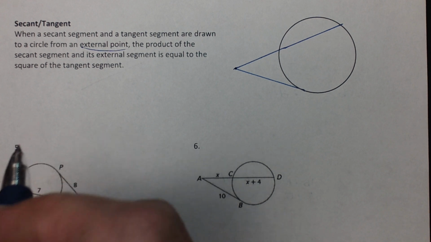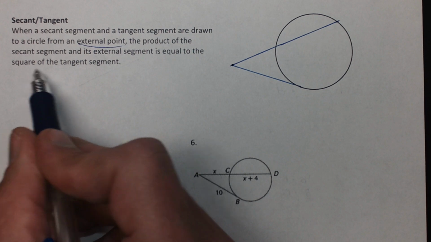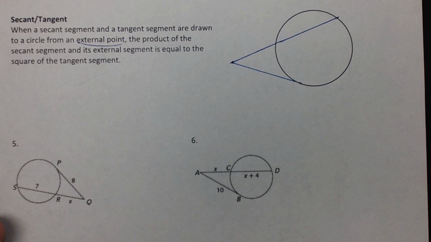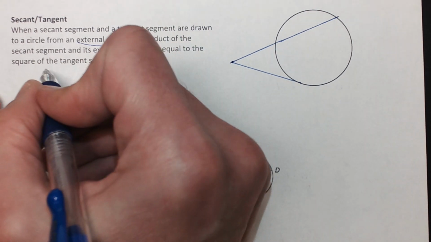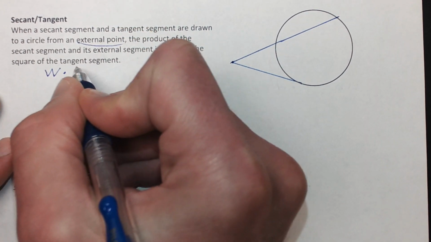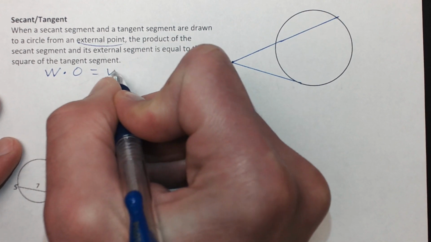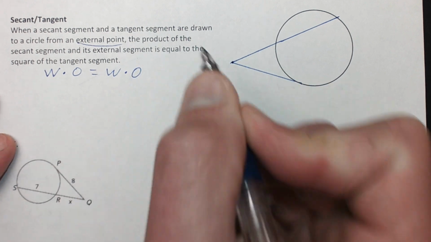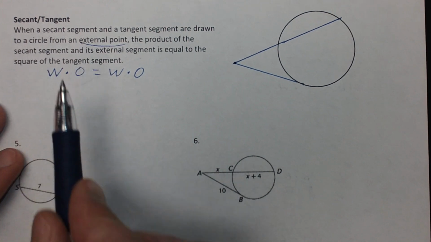Okay, so I really think, although it says the square of the tangent segment, I really think it's easier to think about this in exactly the same way that we just learned. So when you had 2 secants intersecting at an external point, you had whole times outer is equal to whole times outer. This actually works just as well for this one, even though it's a different situation. You have a secant and a tangent.